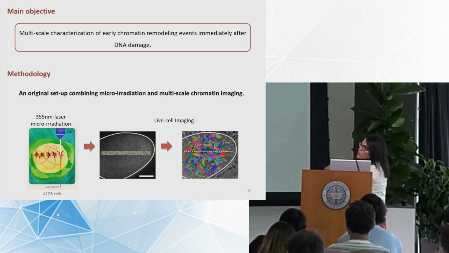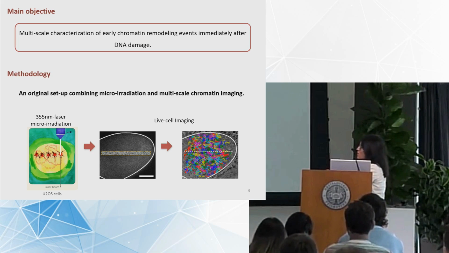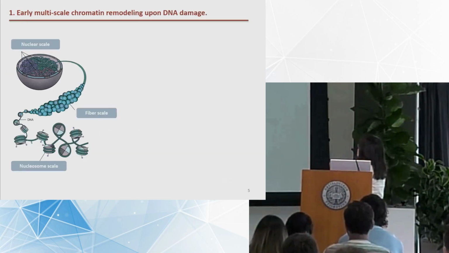So for this, we established an original setup that combines microirradiation and multi-scale chromatin imaging in human cells. We installed in our super resolution microscope a UV laser that allows us to irradiate single cells, triggering single and double strand breaks. Then, by using some imaging techniques, we could monitor changes in chromatin conformation and also dynamics immediately after irradiation, and at several scales. So, for example, from the nucleus to the fiber and at the nucleosome scale.